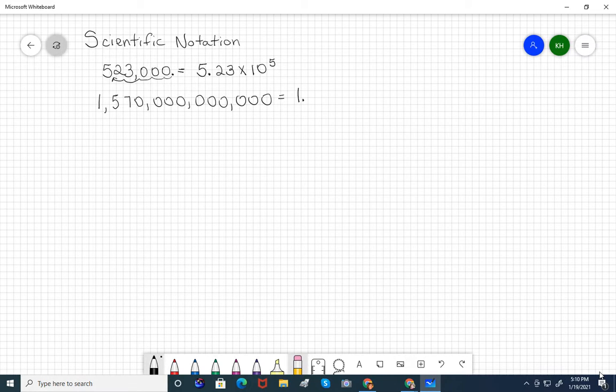And then we put our decimal point. So 1.57. And then we just need to see how many times I'd have to multiply that by 10. The decimal point was originally here. I moved it 1, 2, 3, 4, 5, 6, 7, 8, 9, 10, 11, 12. 10 to the 12. You'll remember that a trillion is 1 times 10 to the 12. So that would be our answer.